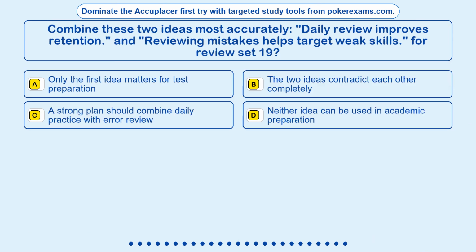Question 17. Combine these two ideas most accurately. Daily review improves retention, and reviewing mistakes helps target weak skills. For review set 19. Option A. Only the first idea matters for test preparation. Option B. The two ideas contradict each other completely. Option C. A strong plan should combine daily practice with error review. Option D. Neither idea can be used in academic preparation.